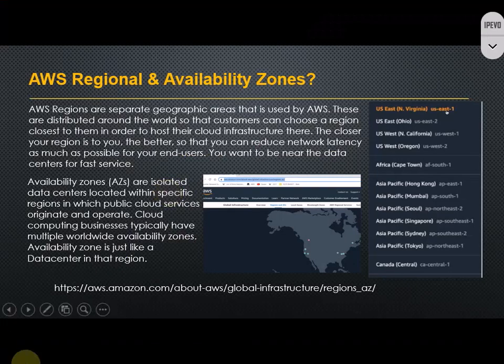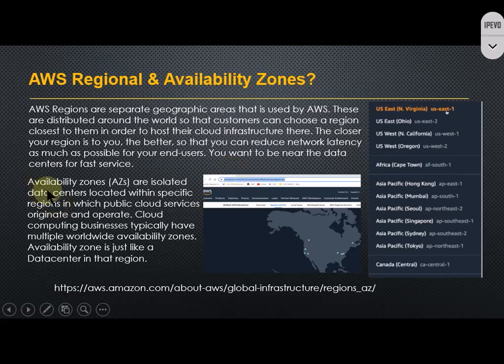As you can see here, they have given US East, Ohio, US East 2, US West, California, US West 1, US West 2 in Oregon. Okay, so these are all what are called AWS regions. Then inside regions we have multiple availability zones.